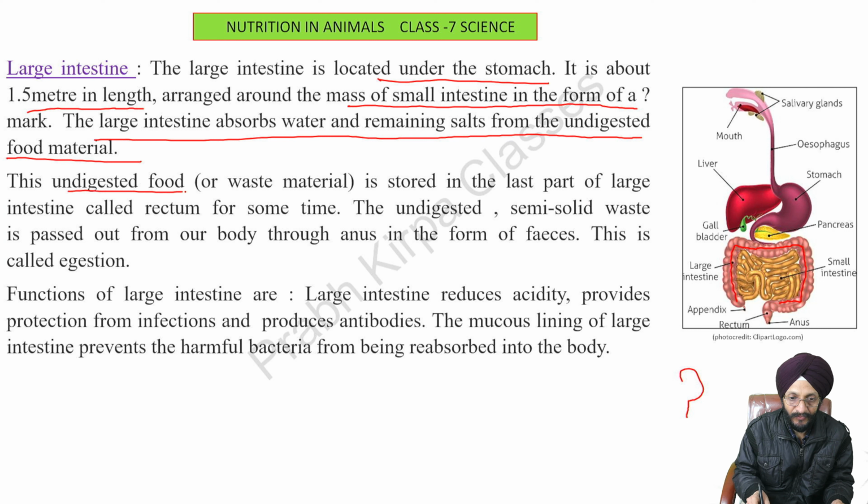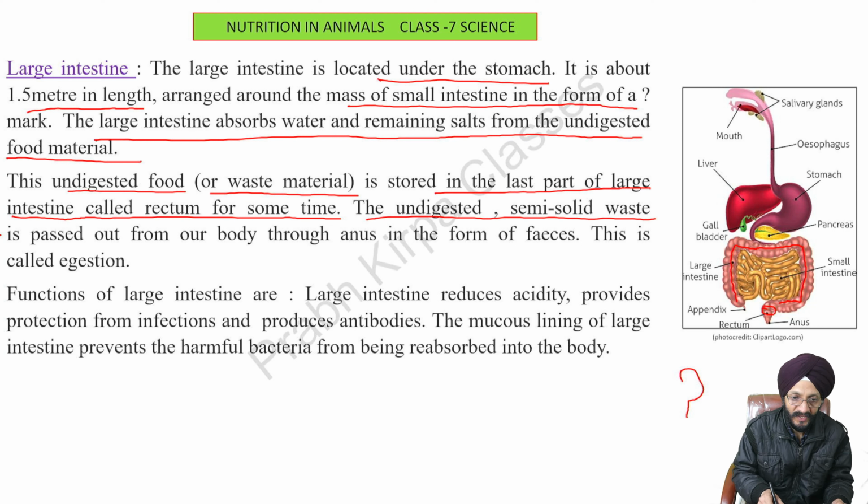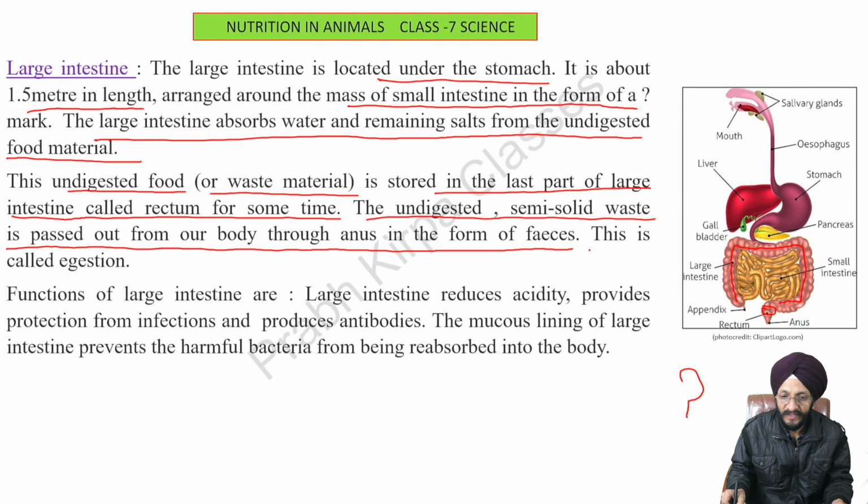The undigested food or waste material is stored in the last part of the large intestine called the rectum for some time. Here you can see this is the rectum. Undigested food is stored here for some time. The undigested semi-solid waste is passed out from the body through the anus in the form of feces. This is called egestion.